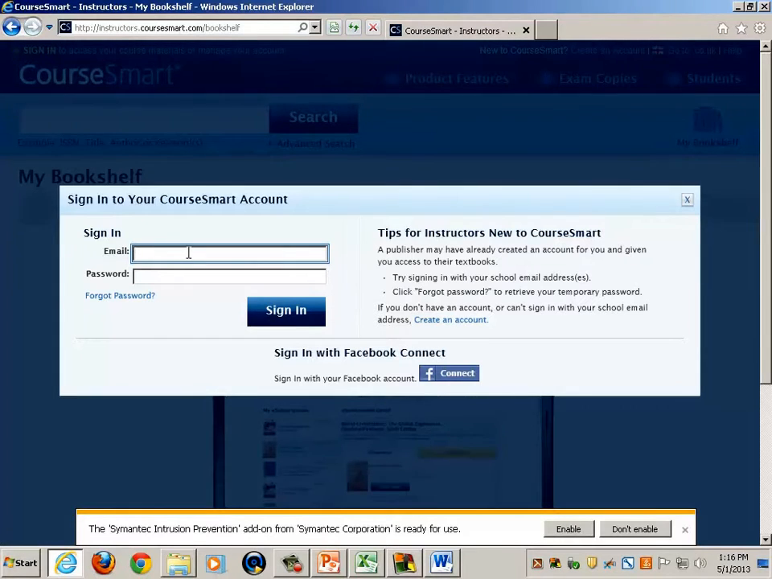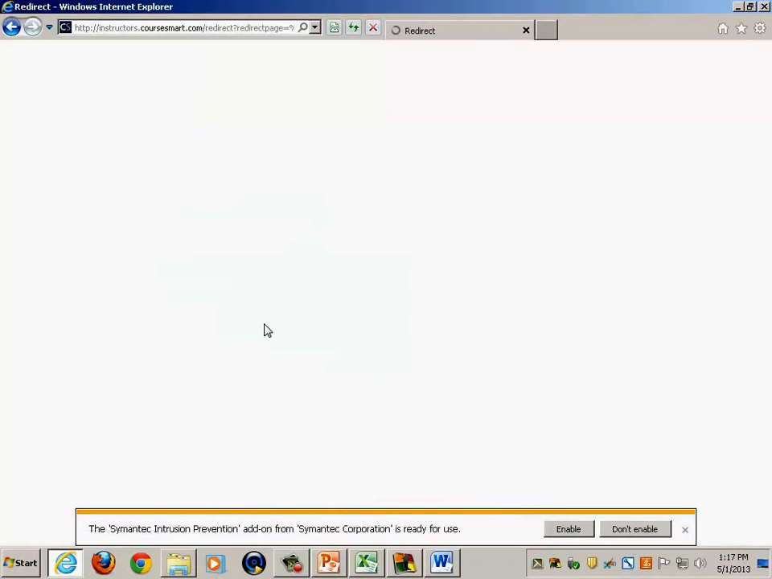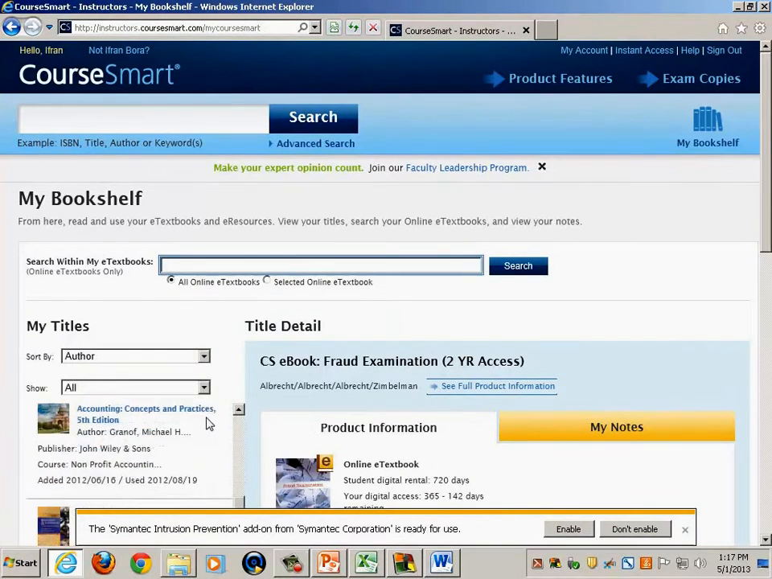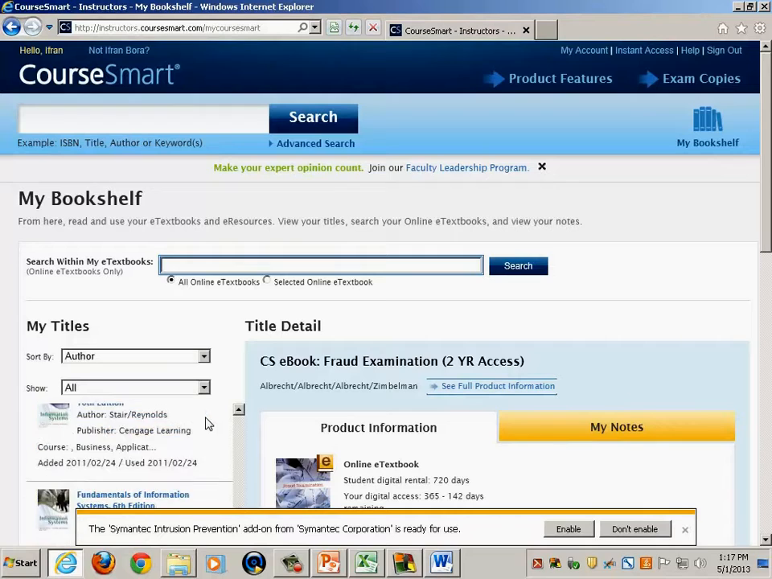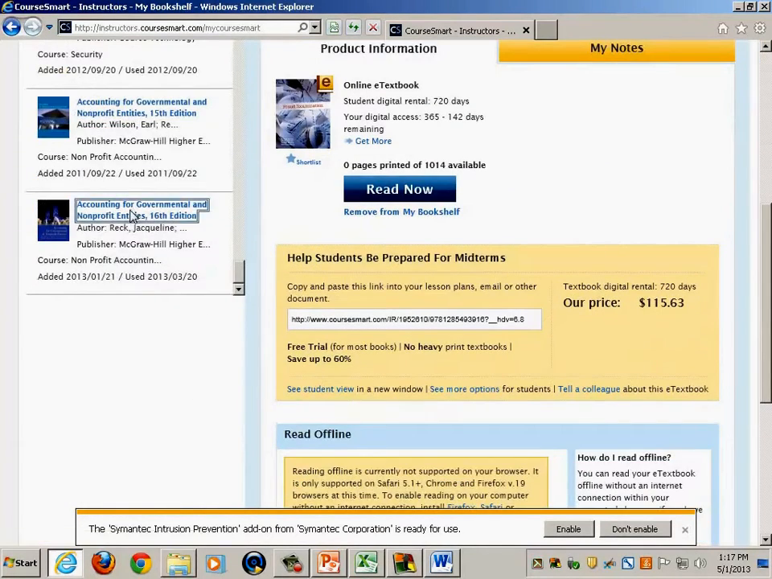I'm just trying to get to the textbook, so no, it won't give the password. Hopefully. Okay. One good thing about being an instructor is you have access to a lot of books, electronic books. Okay.